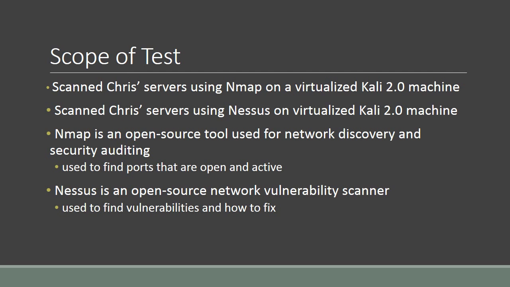Alright, for scope of the test, I scanned Chris's servers using Nmap on a virtualized Kali 2.0 machine, and I also scanned his servers using Nessus on a virtualized Kali 2.0 machine. Nmap is an open source tool used for network discovery and security auditing, and its main function is to find ports that are open and active. Nessus is an open source network vulnerability scanner, and its main function is to find vulnerabilities and how to fix them.